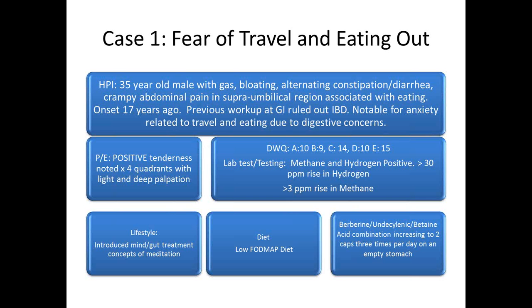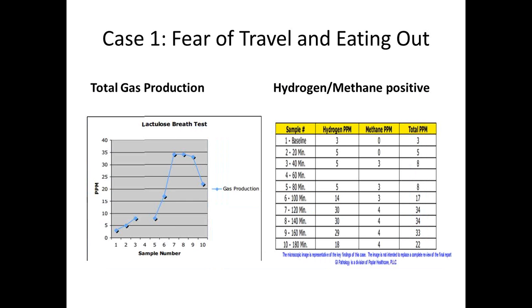I did spend a good deal of time talking to him about meditation and various breathing exercises, and started on low FODMAP, and then on the berberine combination with betaine. And this is just an example of his lab test showing his positive results.